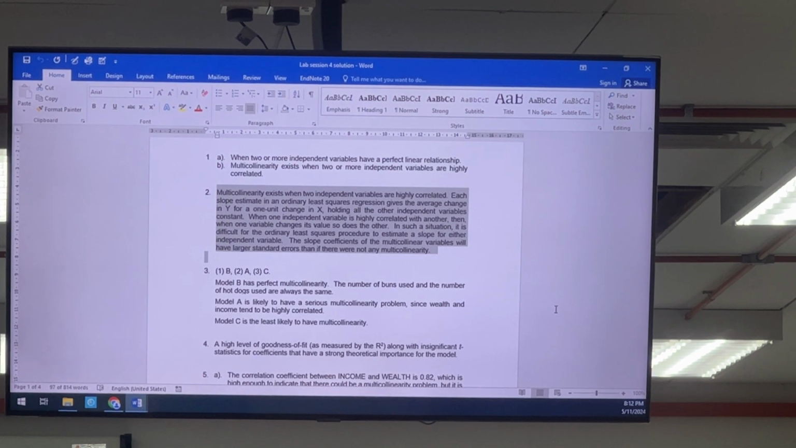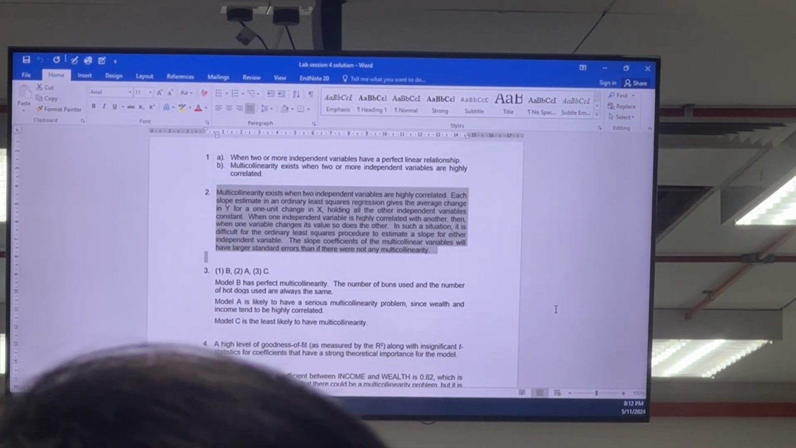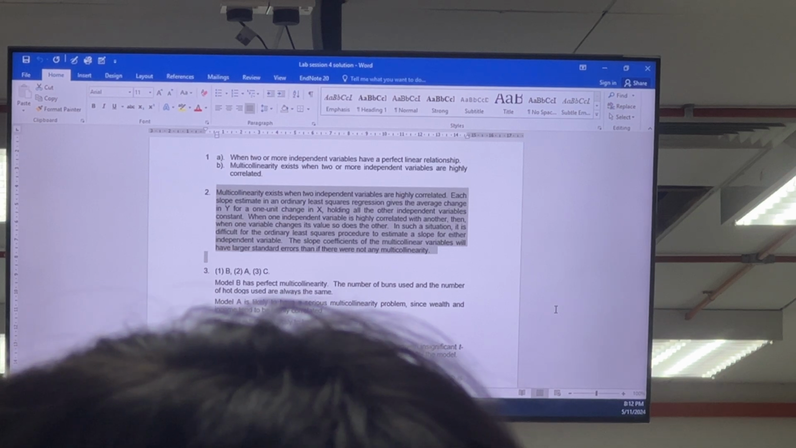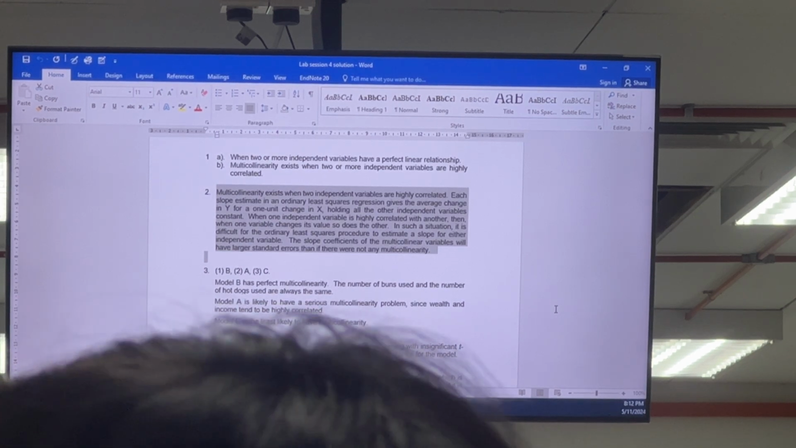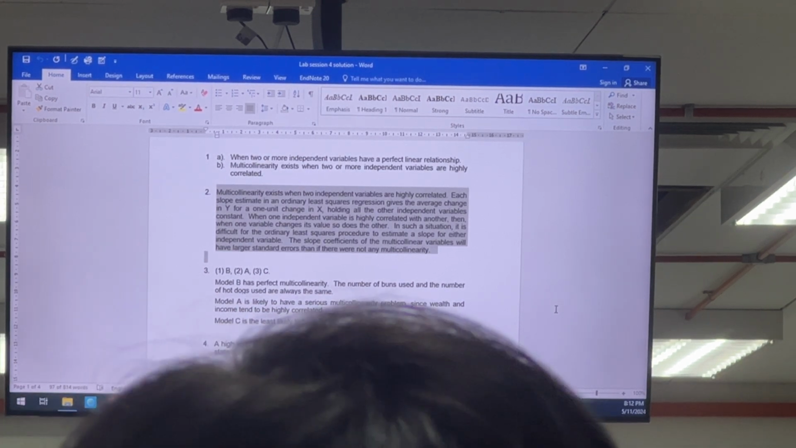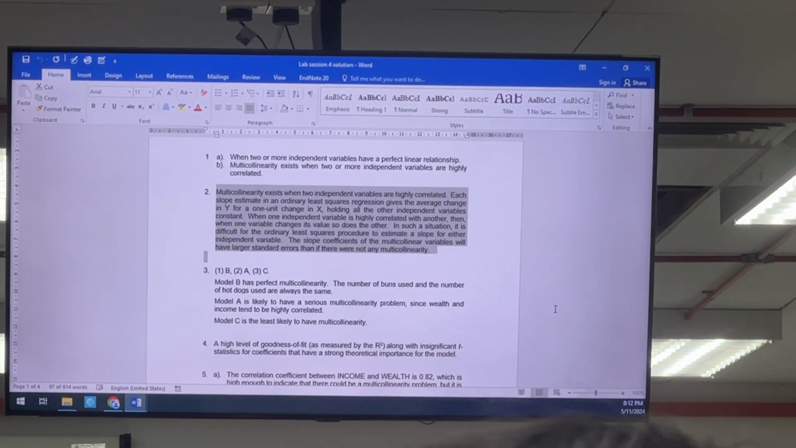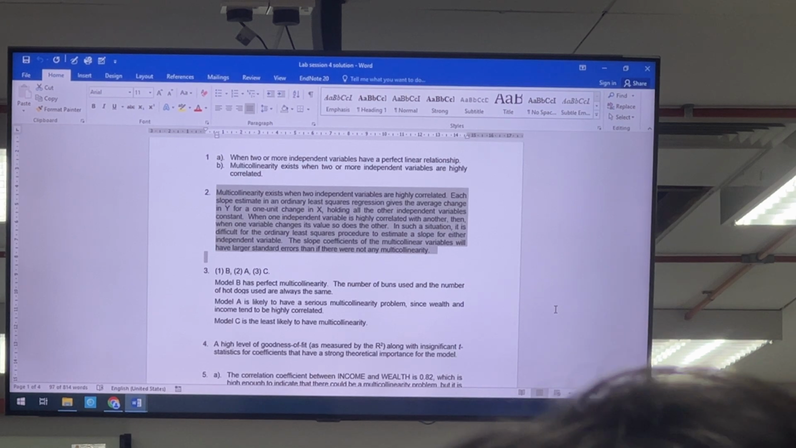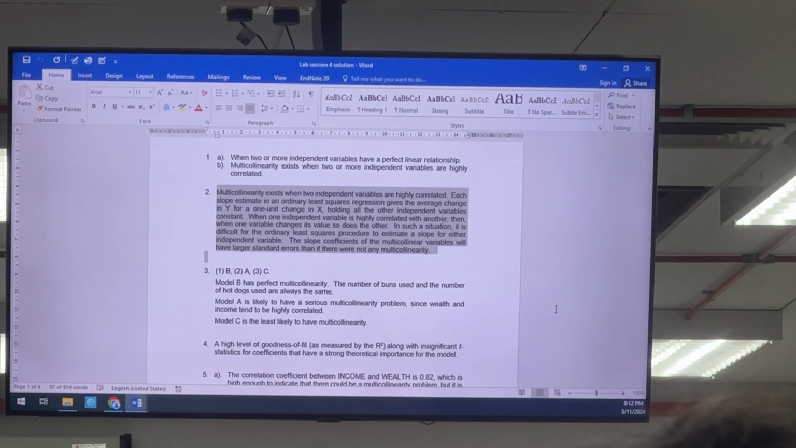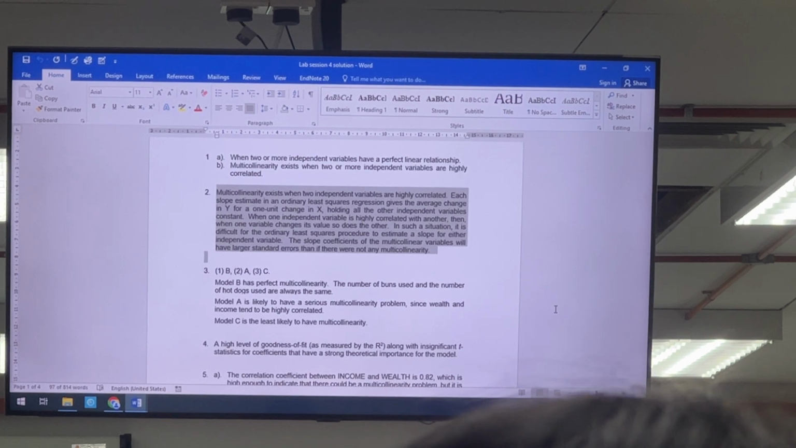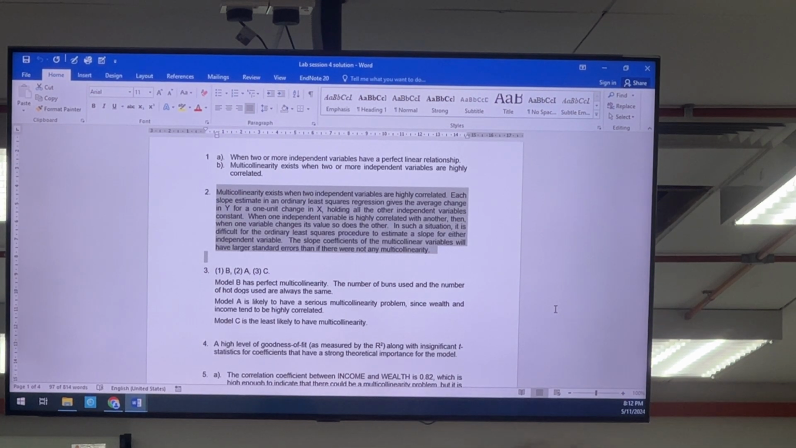When one independent variable is highly correlated with another variable, when one variable changes value, so does the other. So in such a situation, the normal interpretation is no longer correct. Normally when we interpret an estimated parameter, we say that it represents the estimate of change in y per one unit change in x, holding other x unchanged, remaining the same value.